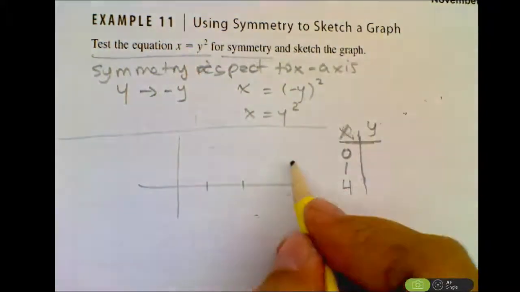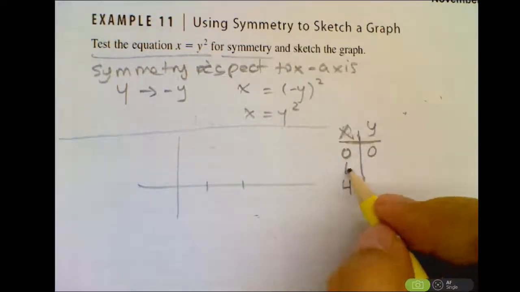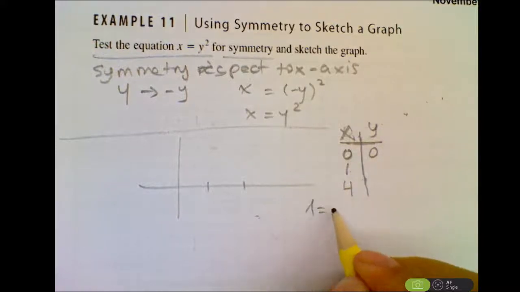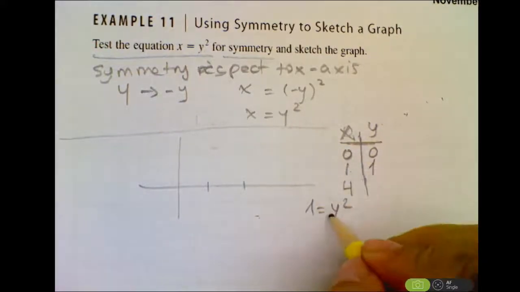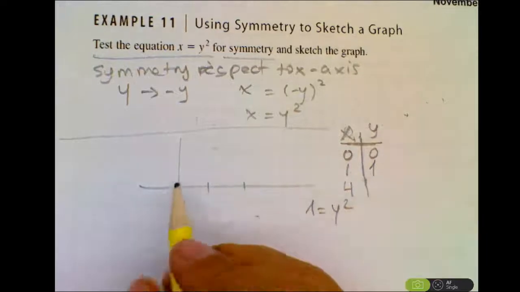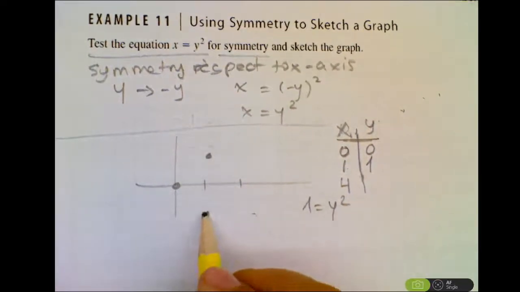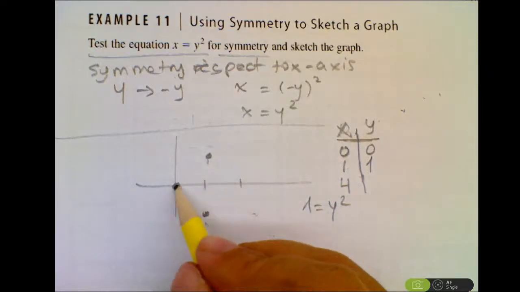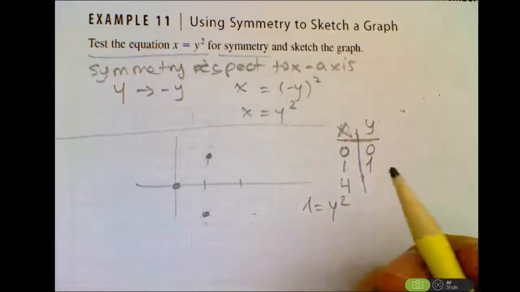When x is 0, then y is 0. When x is 1, then it becomes 1 equals y squared. So I have y is 1, or y could be negative 1. So this is 0, 1, 1, and the other one. Because you know that since they are symmetric, if you have one point, you can just reflect it over the x-axis and you have another point for free.